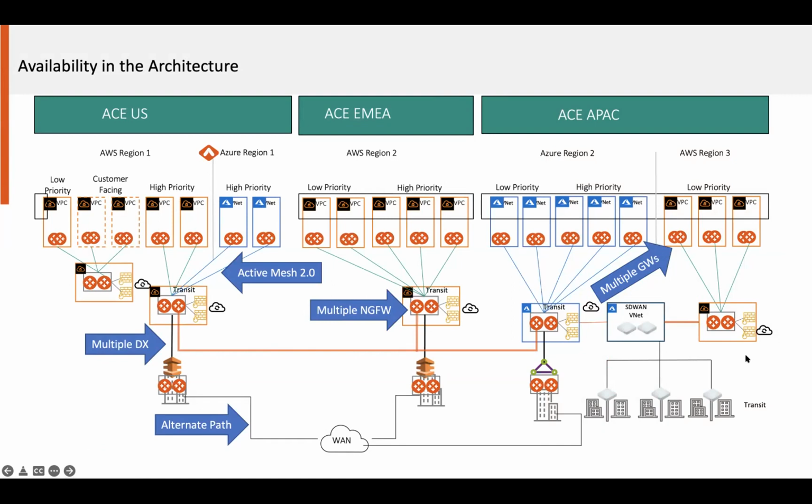And this might be a silly question. I just don't know the abbreviation DX. I'm assuming that just means you have multiple tunnels to your on-prem on the left side of the diagram there. Direct connect. Oh, it's just direct connect. Okay.